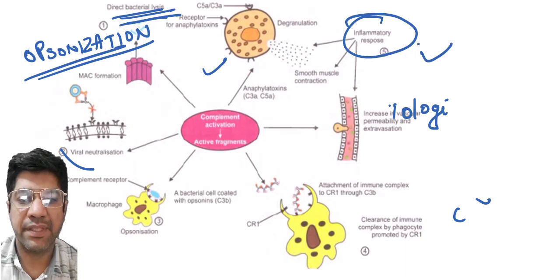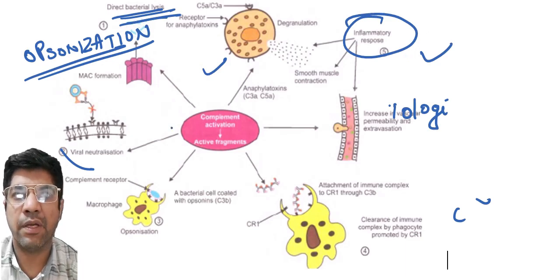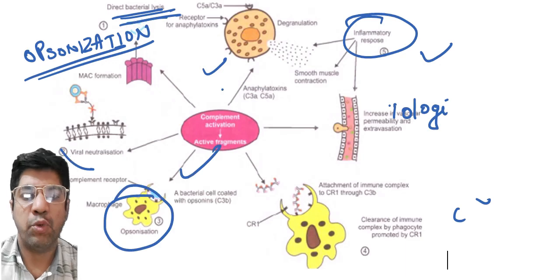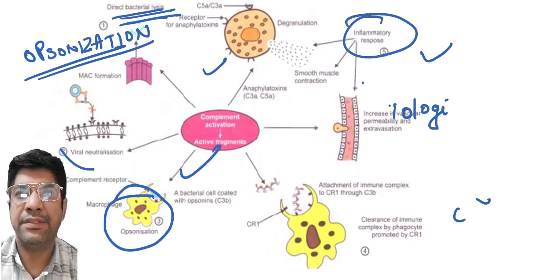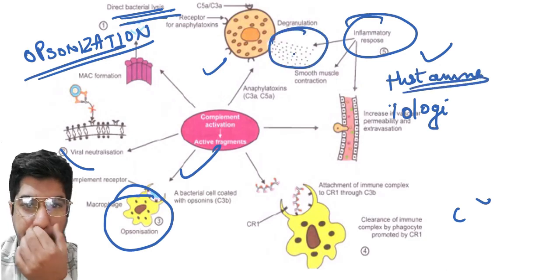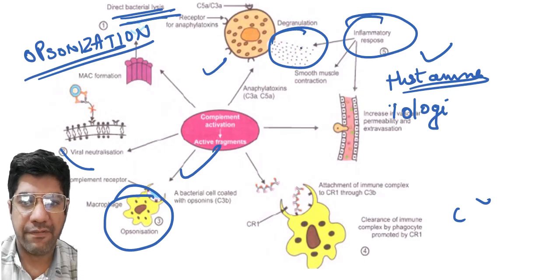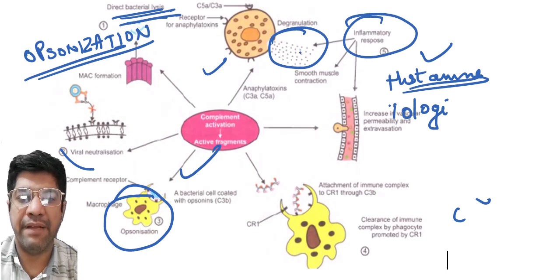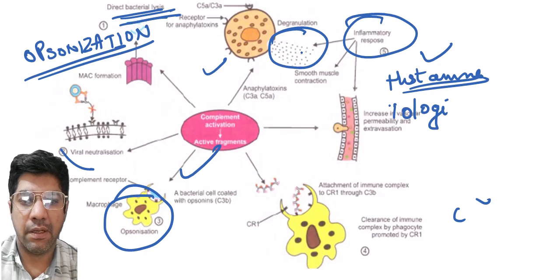Amplifying the inflammatory process leads to increased vascular permeability, smooth muscle contraction and release of histamine from the mast cells. So this inflammatory response is an essential part of body defense against infection and injuries.